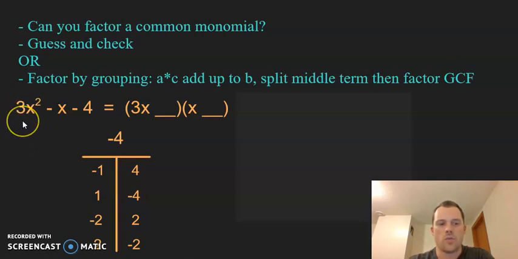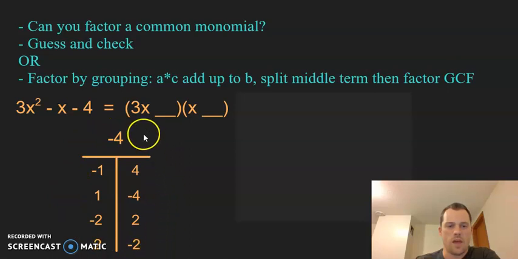So we've got 3x squared here. If that 3 wasn't there, when I look at that c value, -4, if we're going to factor that, we start by thinking of what multiplies to -4. So we can still start with that step. And here I wrote out the positive and negative combinations as well. So there's 4 different possibilities.